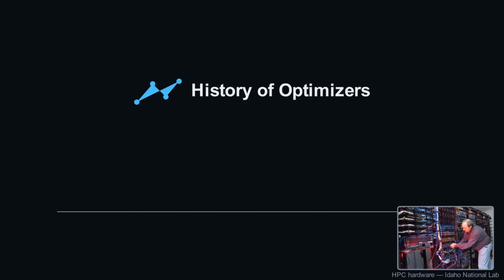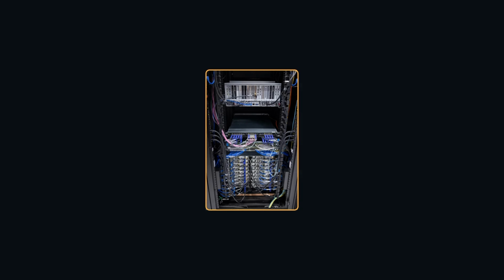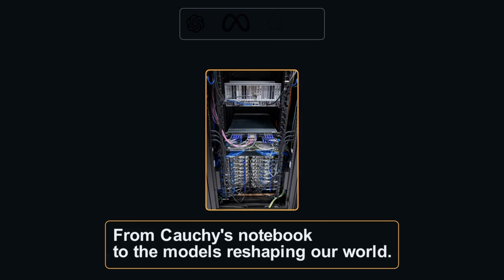Cauchy described steepest descent in 1847. Polyak added momentum in 1964. AdaGrad in 2011 gave each parameter its own rate, and RMSProp fixed its fatal flaw the next year. Adam combined the two in 2014. AdamW fixed the weight decay bug in 2017. Lion and Muon push the frontier now. Each step fixed one failure of the last, yet the core idea never changed. Compute the gradient, step downhill, repeat. That humble idea scaled from Cauchy's notebook to the models reshaping our world.